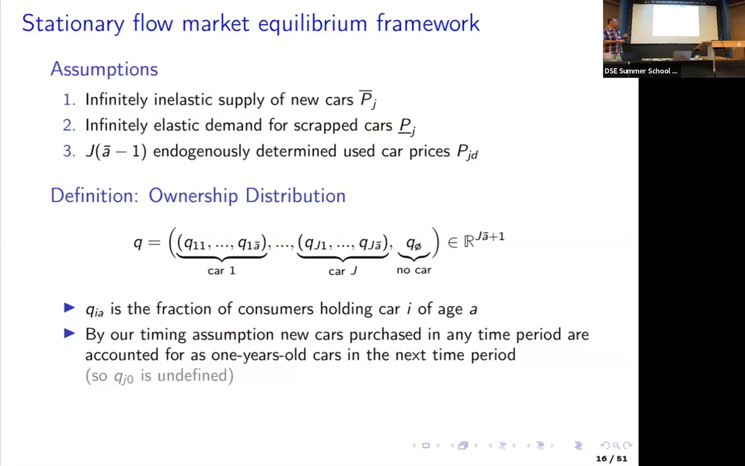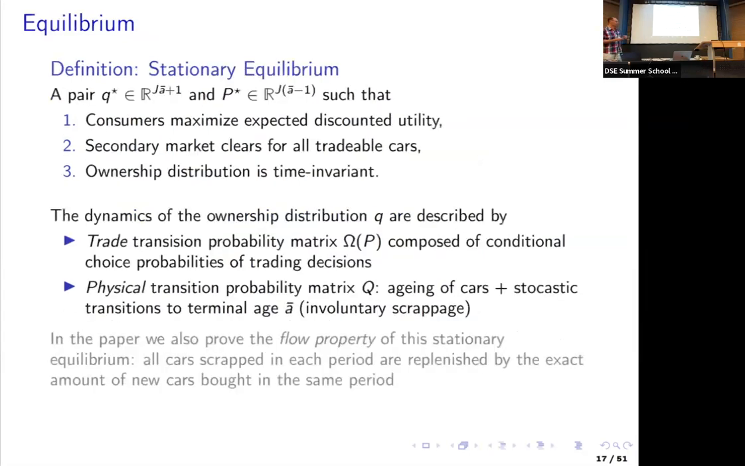The cars purchased in any time period as new are accounted as 1-year-old cars. In the state space, you cannot have new cars because the state space measures car ownership at the beginning of the time period, and the newest car is going to be already 1-year-old. This is, again, just to understand what's happening here. So what's the equilibrium? We're thinking about the stationary equilibrium, okay?